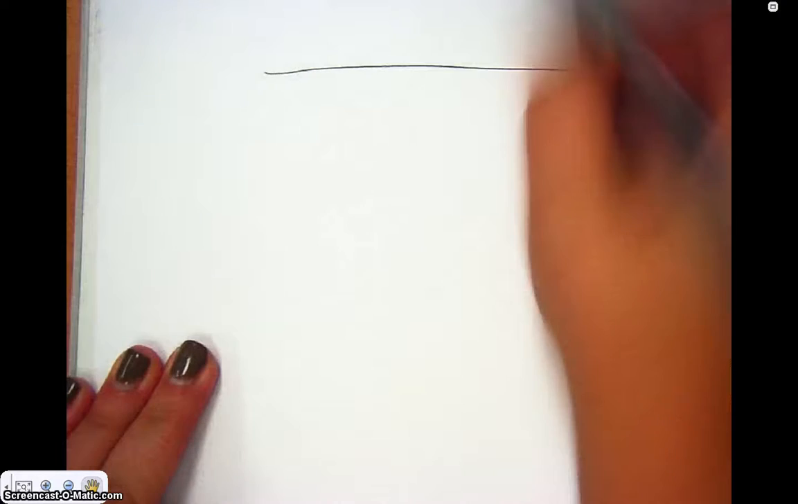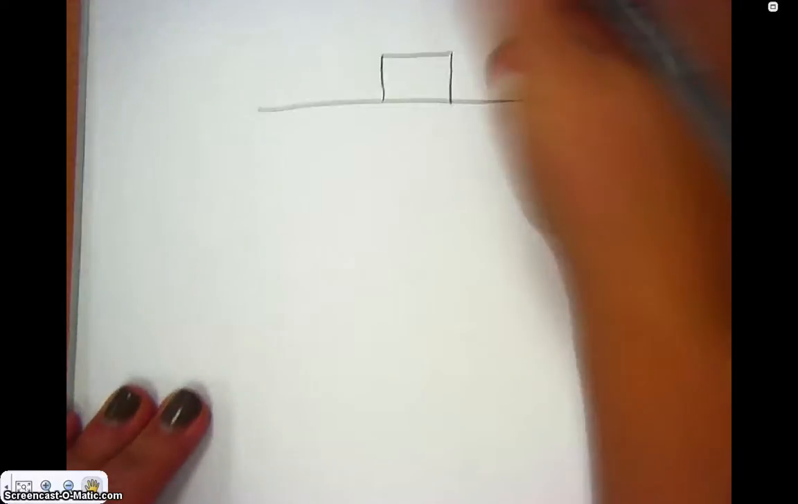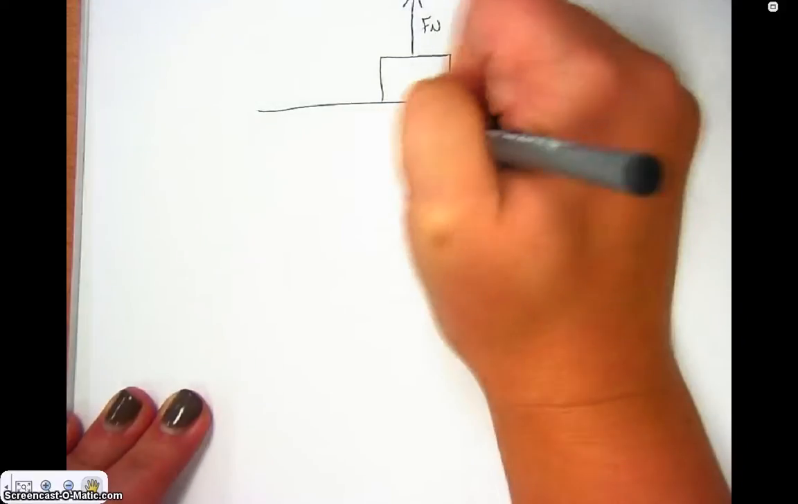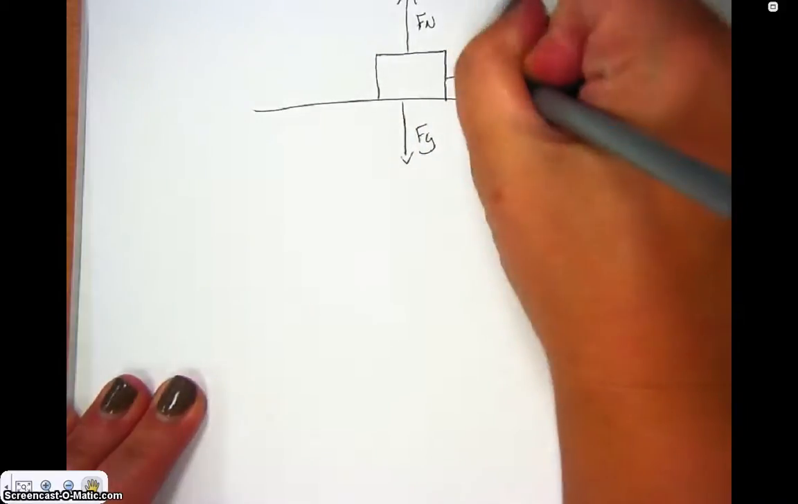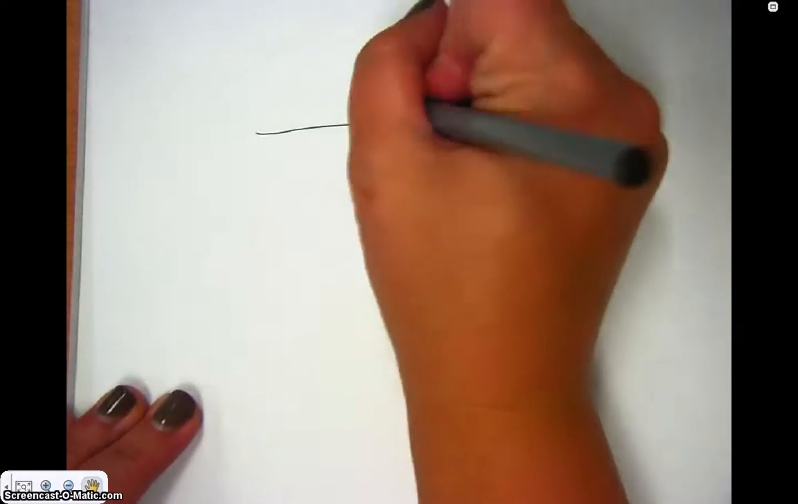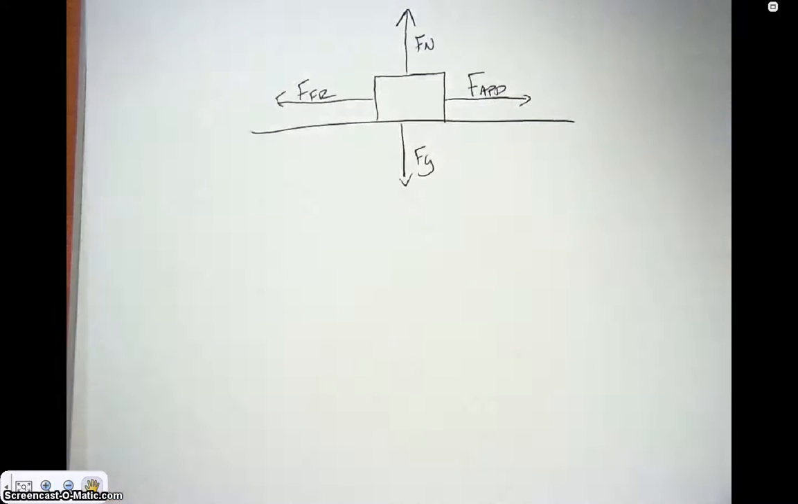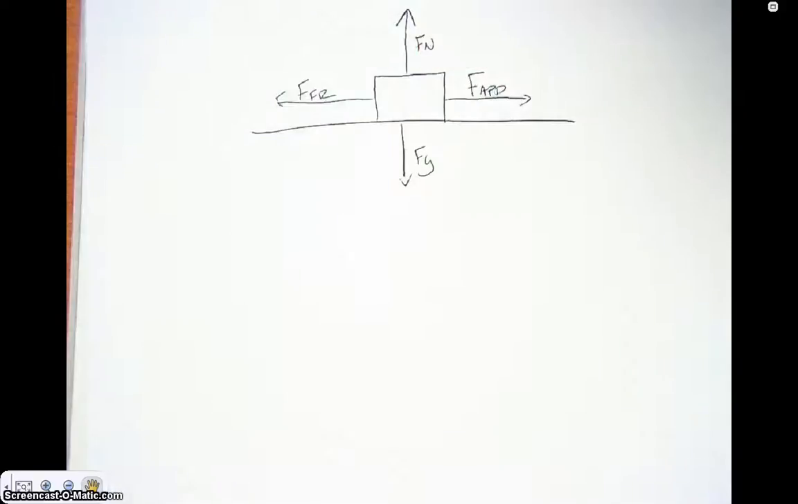If we look at friction just on a flat surface, we have a box of some sort. We would have our normal force pointing up, our gravitational force pointing down. If I were to push in some direction to the side or pull with something, I would have some sort of applied force, and that would result in a frictional force back in this direction. Now, if it was moving at a constant velocity or if it was standing still, these would be equal, and then we know those two are equal.